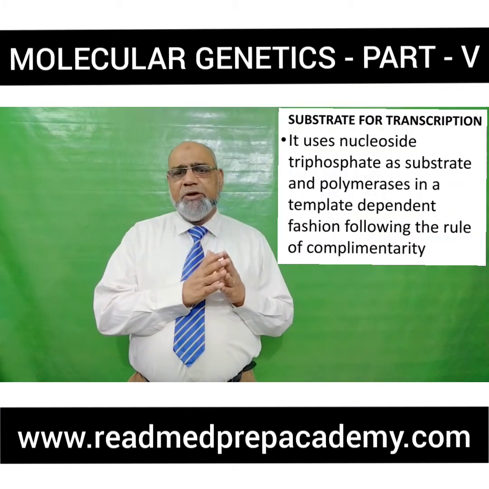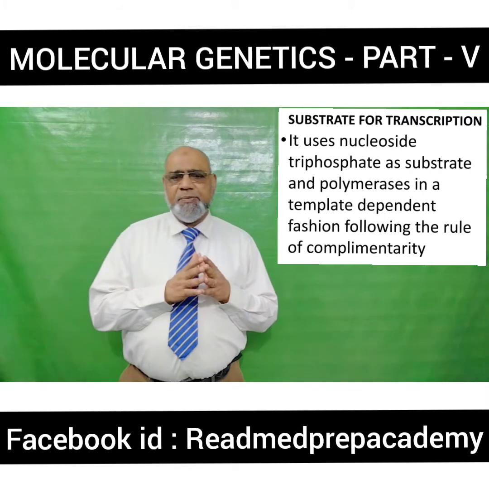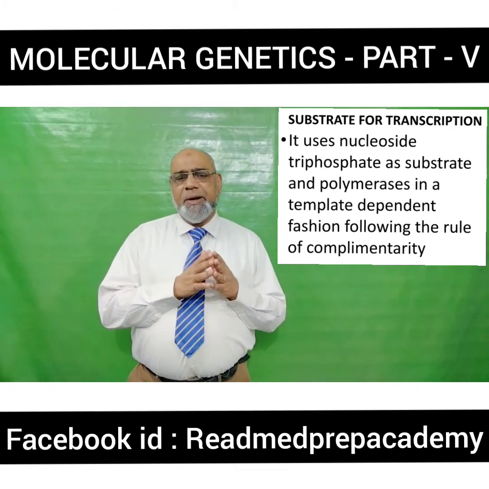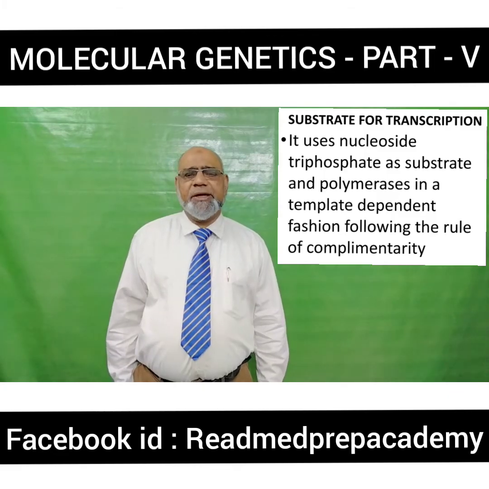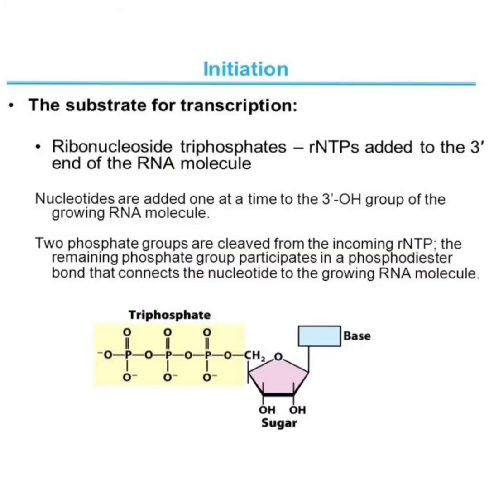What is the substrate? It uses nucleoside triphosphate as the substrate and polymerizes in a template dependent fashion following the rule of complementarity. So, something about the initiation. The substrate for transcription is ribonucleoside triphosphate that is added to the 3' end of the RNA molecule. Nucleotides are added one at a time to the 3' hydroxyl group of the growing RNA molecule. So 2 phosphate groups are cleaved from the incoming rNTP, and the remaining phosphate group participates in a phosphodiester bond that connects the nucleotide to the growing RNA molecule.